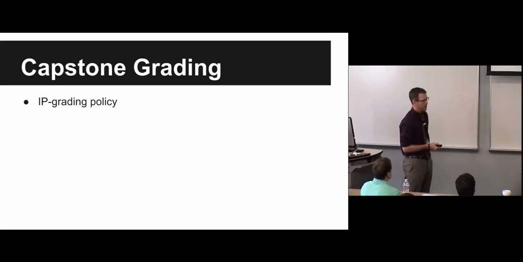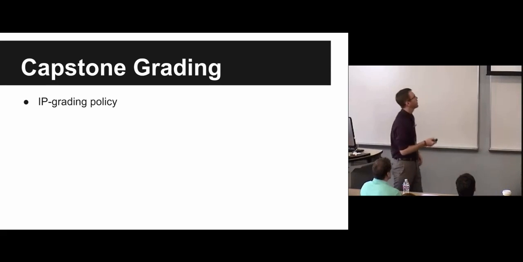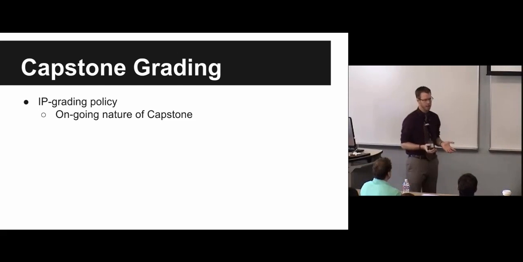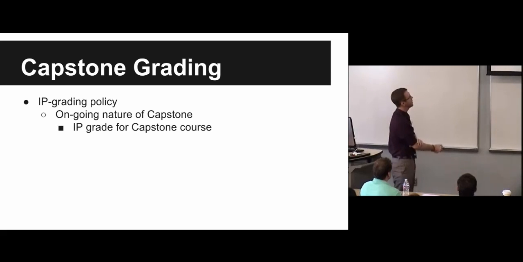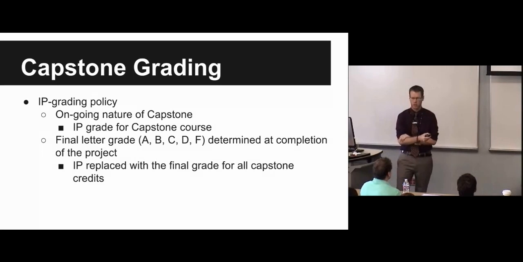Capstone grading. Capstone is its own course, if you will. It's got its own call number. And the capstone grading is an in-progress grading policy, IP. That's just due to the ongoing nature of the capstone. It's a project that can't be awarded a grade until it's done. So basically you would get an in-progress, an IP, that would appear in real time on your transcript. And then retroactively, the final letter grade will replace all of those IPs in your transcript.